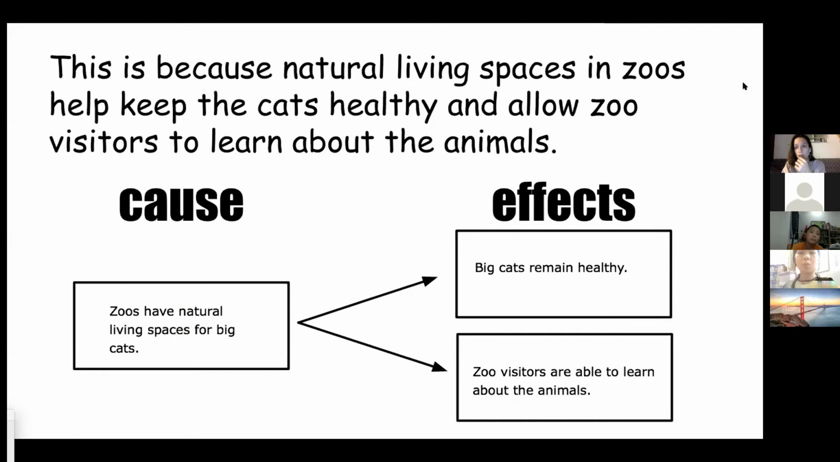Two. So we have two effects for this one cause. So we can organize our essay into body paragraph 1, effect number 1. Body paragraph number 2, effect number 2.